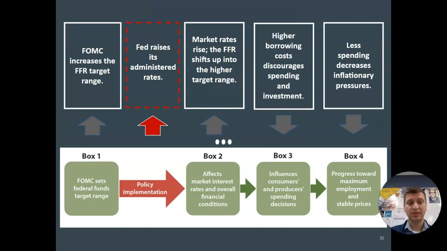Hopefully you found this a little bit simpler than the limited reserves regime, which has a little bit more complicated view of open market operations.